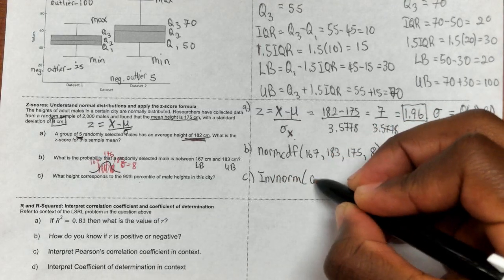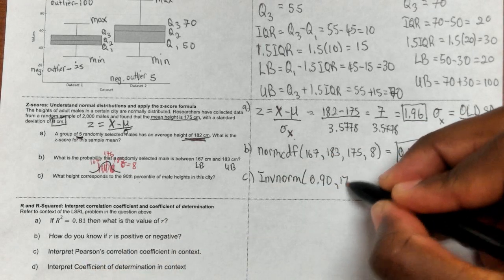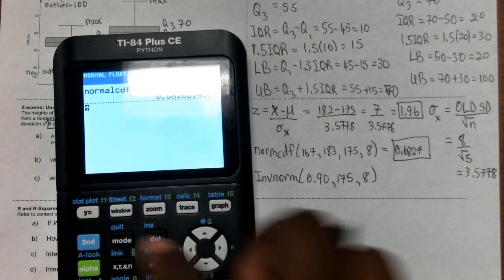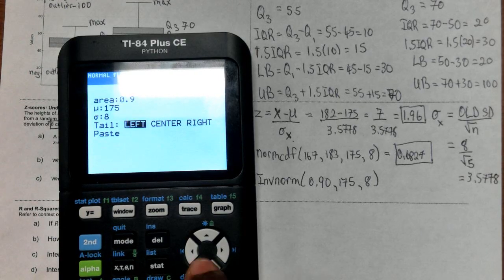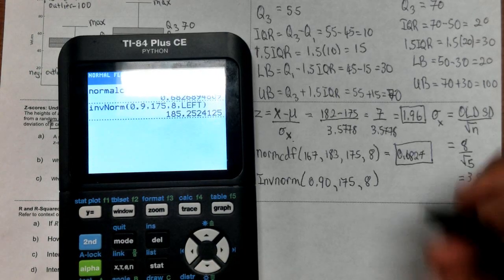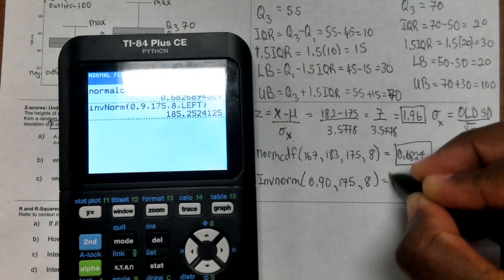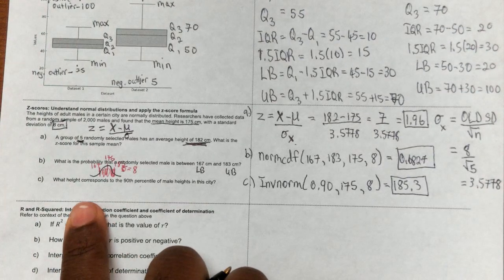The inverse norm identifies the area first, so I'm trying to find the 90th percentile with a mean of 175 and a standard deviation of 8. Again, I would do second function, vars, inverse norm, and then the area is 0.9, 175 is the mean, standard deviation is 8. On the left side would be 185.3. I rounded it to one decimal place because this is talking about corresponding height.